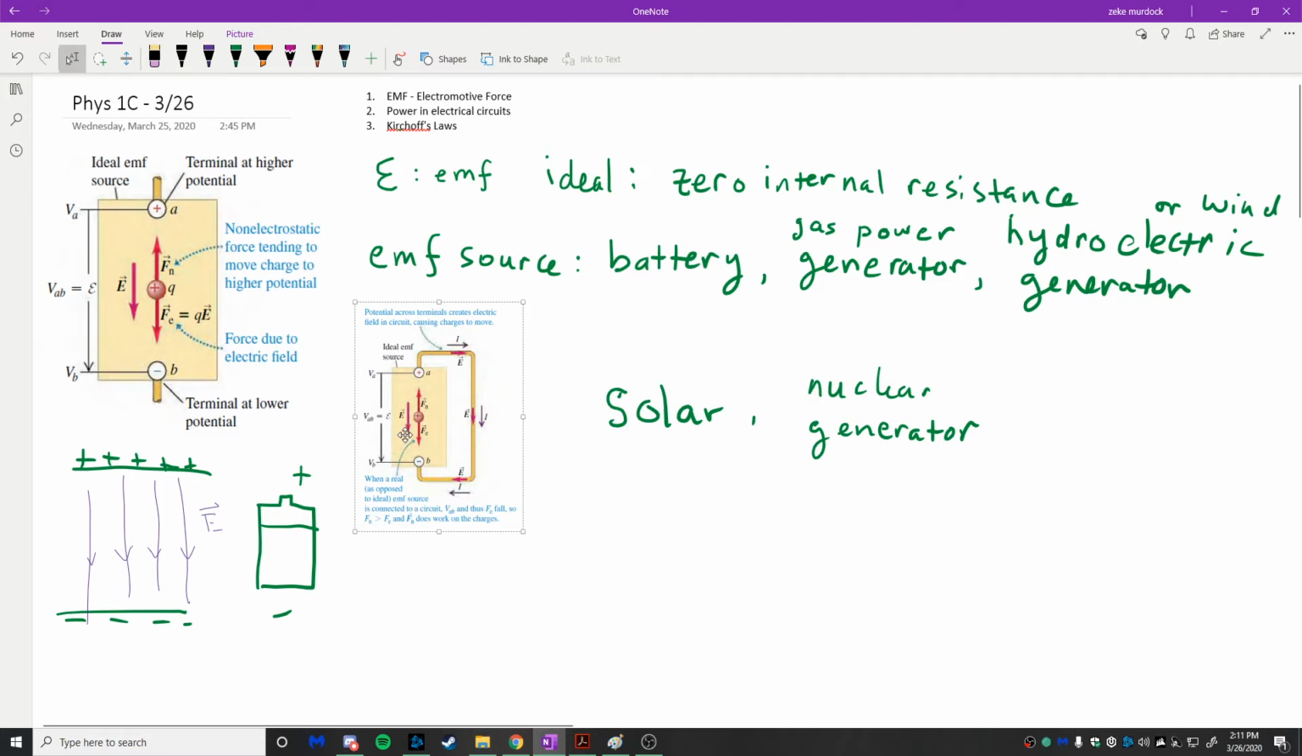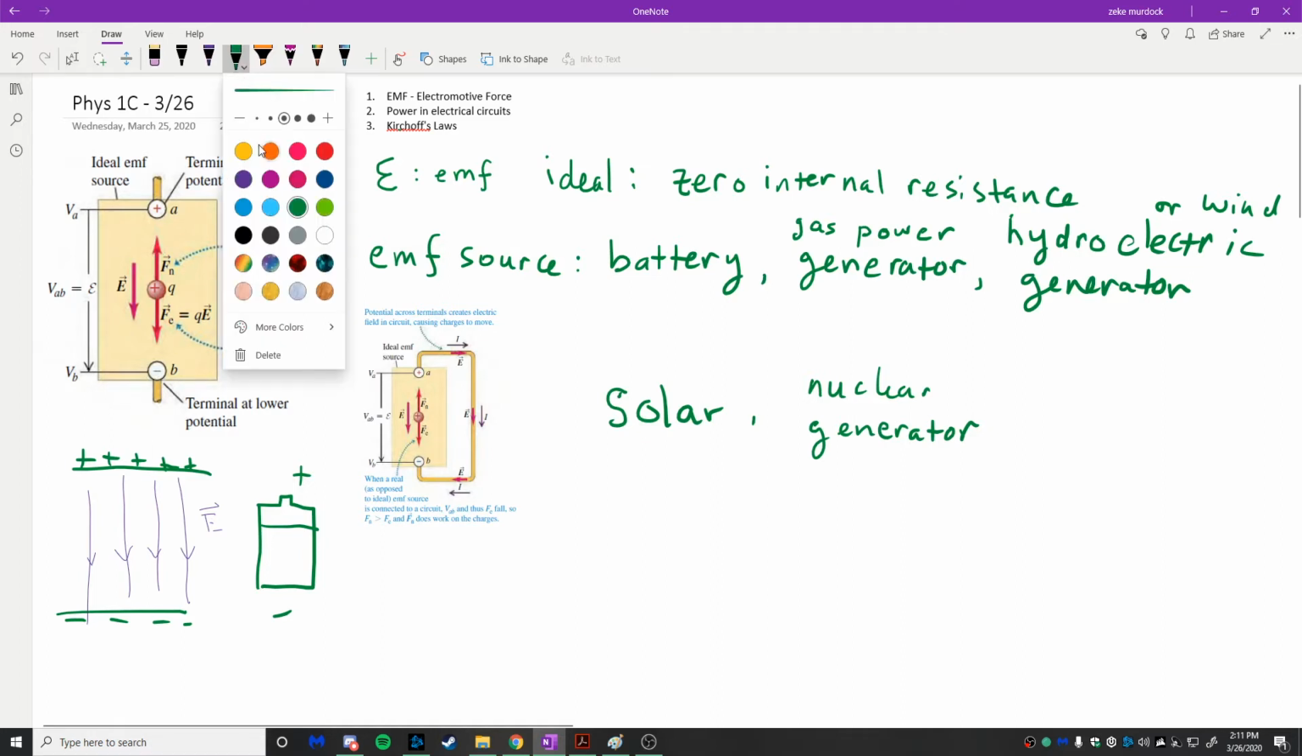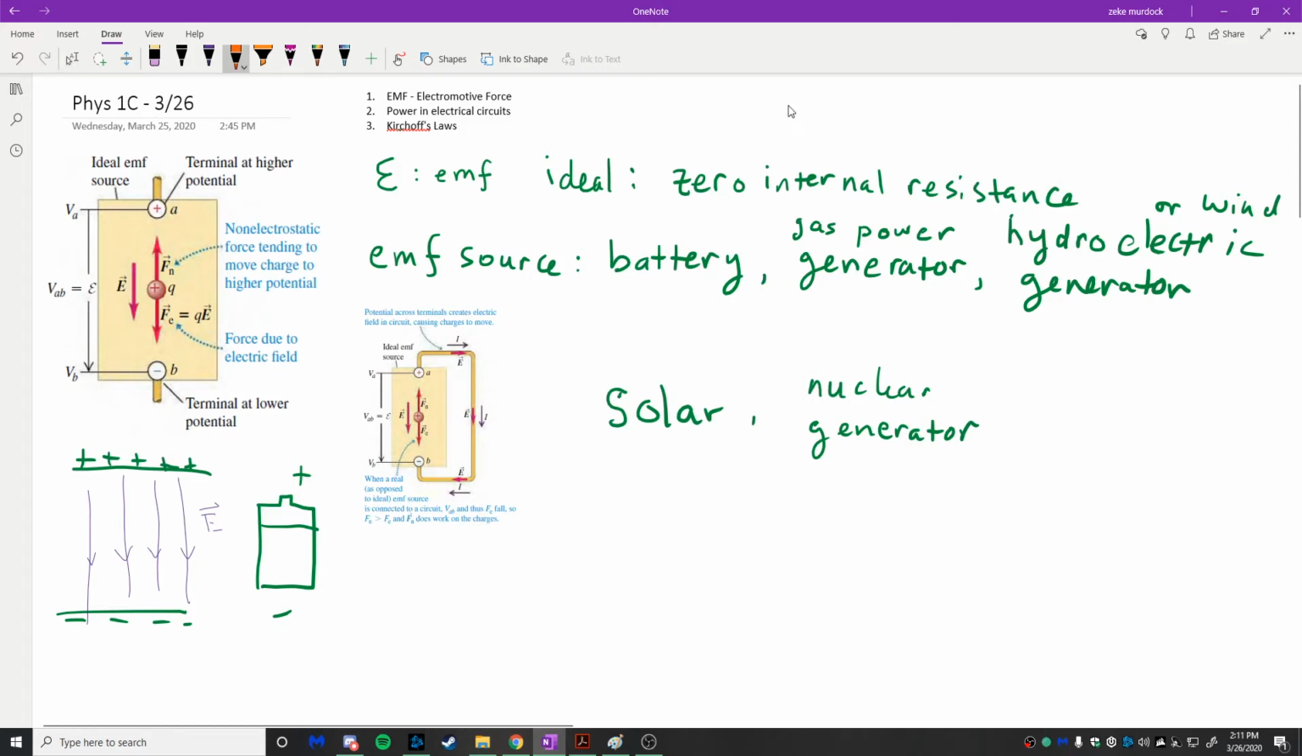So what the battery is doing, or what the generator is doing, or what the solar thing is doing, is it's literally dragging these charges upwards due to some kind of force, and that's what we call the non-electrostatic force tending to move a charge to a higher potential, Fn. For each one of these objects there's a different one of these. Each one has a different type of non-electrostatic force, okay? So up here I'm going to represent what Fn is equal to, or what is the force that actually causes the charges to be pushed from the negative to the positive, if that makes any sense.